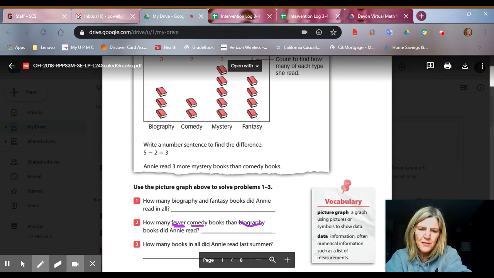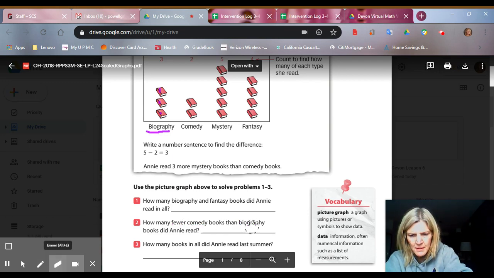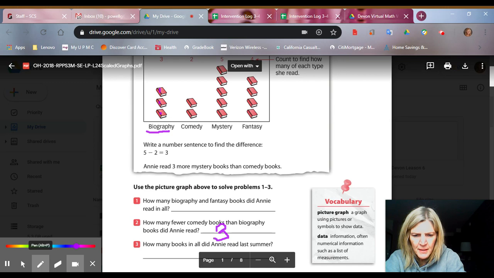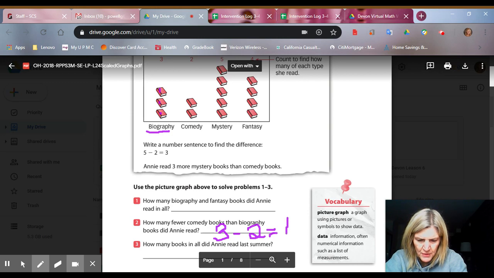Going up to the graph, you can see she read 3 biography, 1, 2, 3, and 2 comedy, 1, 2. So you have 3 biography, take away the 2 comedy, and the difference is 1. She read 1 fewer comedy books than biography books.